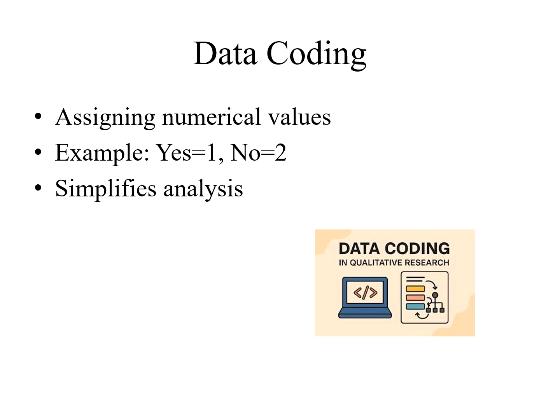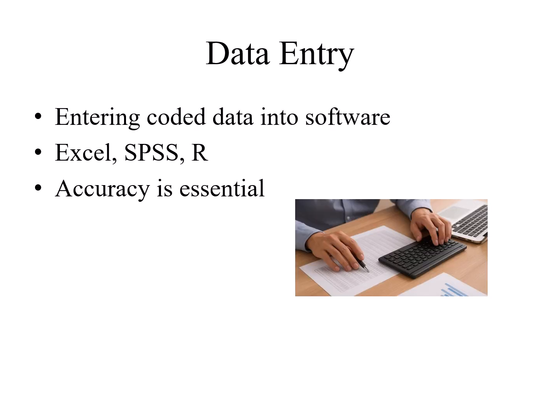Next one is data coding. Once the data is edited, then the data has to be coded, like yes for one, no for two, male for one, female for two. Then strongly agree is 5, agree is 4, neutral is 3, disagree is 2, strongly disagree is 1. Likewise, the data has to be simplified so that the output will be in a proper and fruitful way.